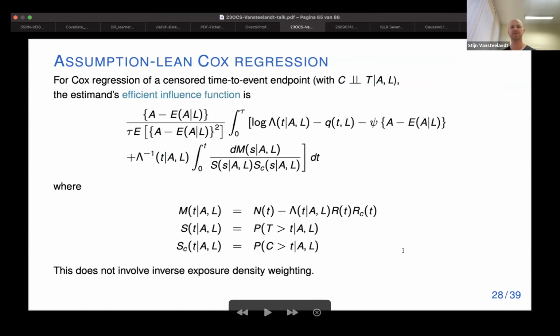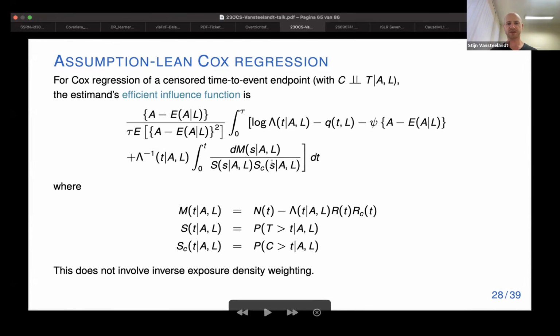For Cox regression of a censored time-to-event endpoint, if we assume that the time to censoring is independent of the time to the event given A and L, then we find the efficient influence function to be the expression here, which involves quite similar terms, the log of the cumulative hazard. This function Q, which somehow dropped off the slide, is the mean of this log cumulative hazard given L. And then we have martingales and the survival probabilities for censoring and for the time to event. Those are the unknown nuisance parameters that we need to estimate from data.